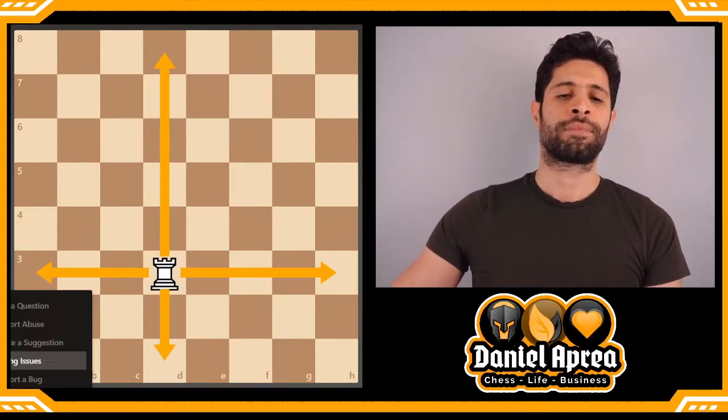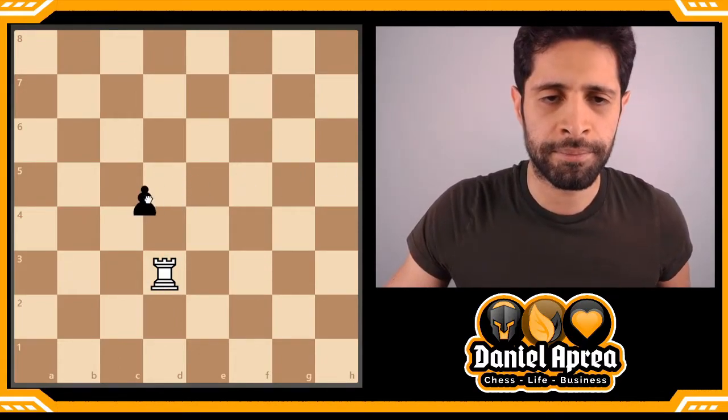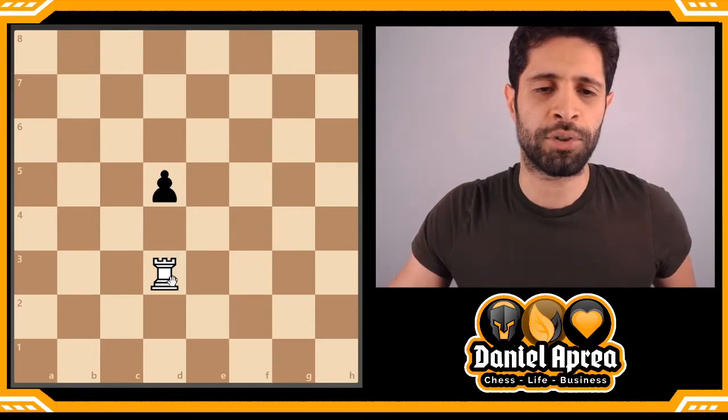Now let's talk about the rook. The rook is very simple. It's probably the simplest piece. The rook can move in a straight direction, so it can move along a file or along a rank, and it can move as many squares as it wants. However, it cannot jump. So if there is, for example, a black pawn here, this rook cannot go to these squares because there is a pawn in the way.